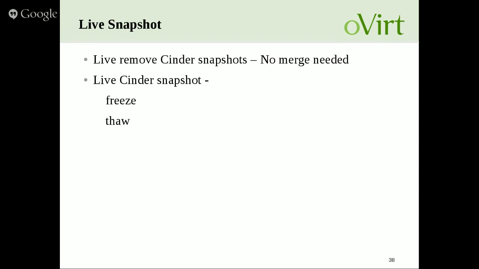So in Cinder, it's more simple, since the snapshot is actually reflected to us as some kind of independent entity. We can remove this snapshot, and it will be transparent for the VM. I mean, the VM will keep using the active volume, and it doesn't make oVirt use extra logic. Regarding live Cinder snapshot, this is a bit of a problem.